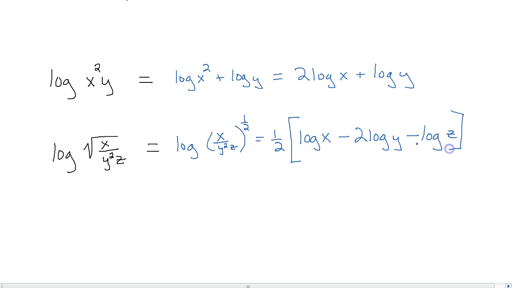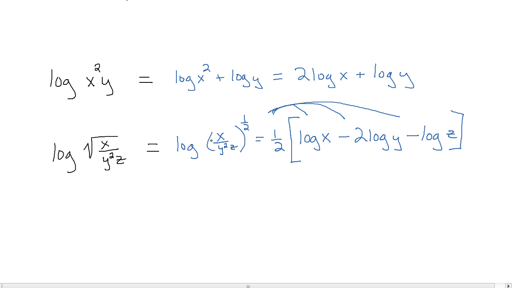The reason is anything that is coming from the numerator becomes a log that's being added. Anything that comes from the denominator becomes a log that's being subtracted. And then I also took this exponent and put it down front. Now, you can leave it like this, or you can multiply through by the 1/2. Doesn't matter. Both of them are acceptable.